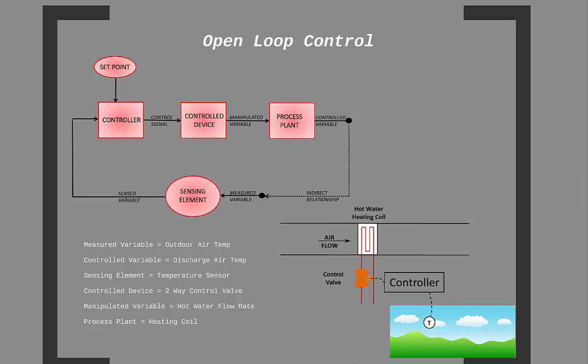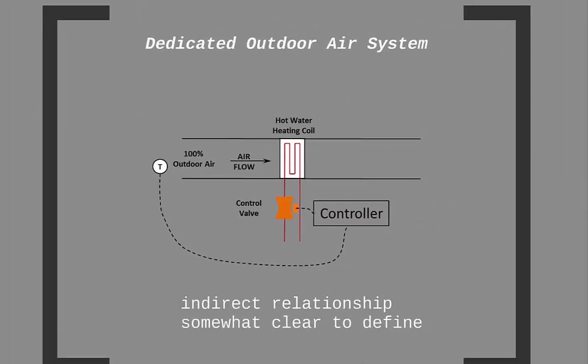So where is this so-called indirect relationship between the measured variable, outdoor air temperature, and the control variable, discharge air temperature? Well, if the air entering the coil came directly from outside, as would be the case in a dedicated outdoor air system or DOAS, then it would make sense that a sudden drop in outdoor air temperature would be representative of a sudden drop, albeit a different amount, in discharge air temperature. But this indirect relationship could get even more difficult to predict.